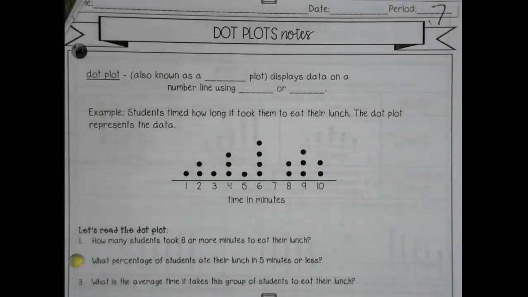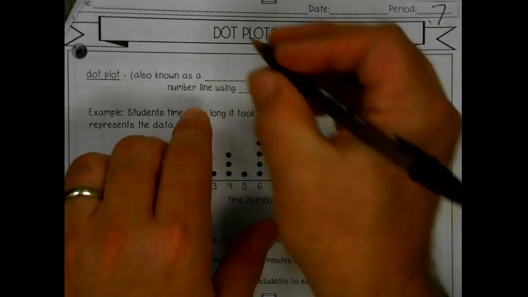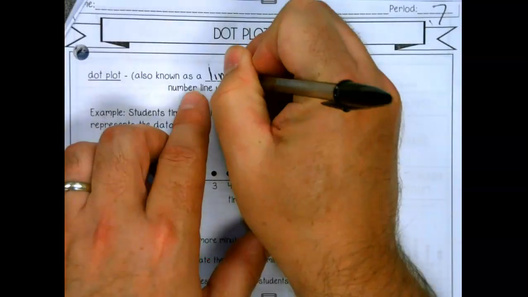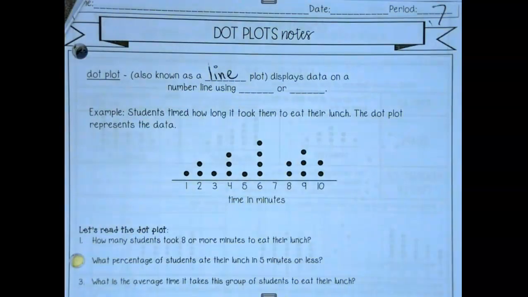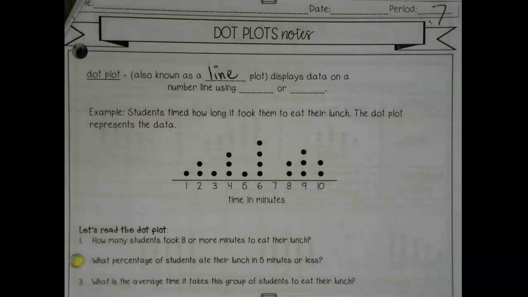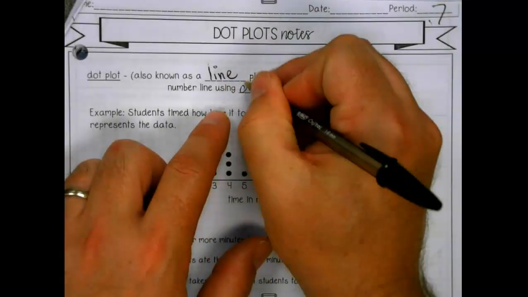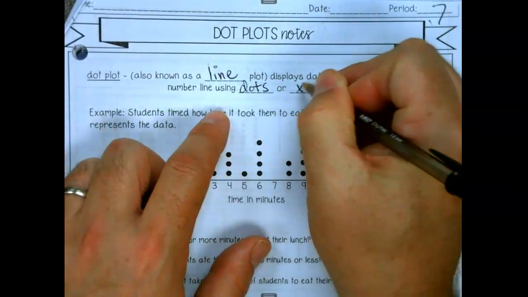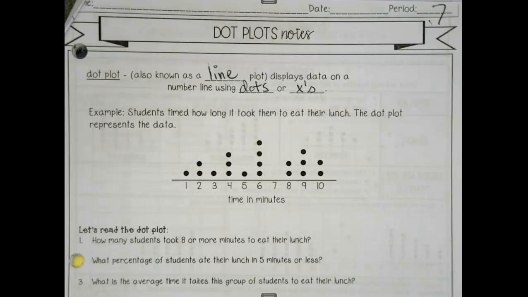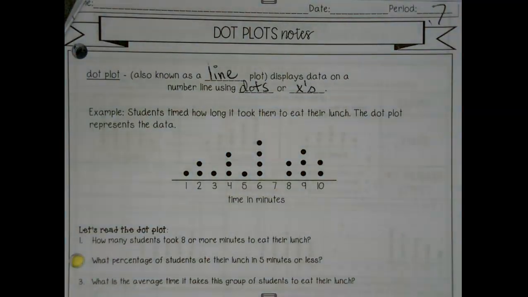So, okay, a dot plot can take on some other forms, but sometimes it can be known as a line plot. Even though we're not making lines per se, they can look a little different. These could be connected instead of being dots. But most of the time, they're going to look this way. And so we're going to plot the data, hence plot, on a number line, either using dots or X's. So either basically tell me the same thing.